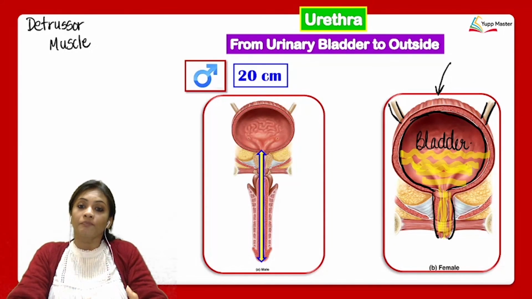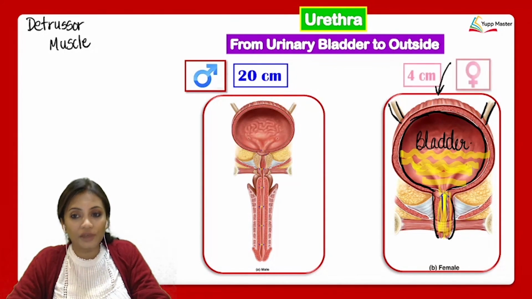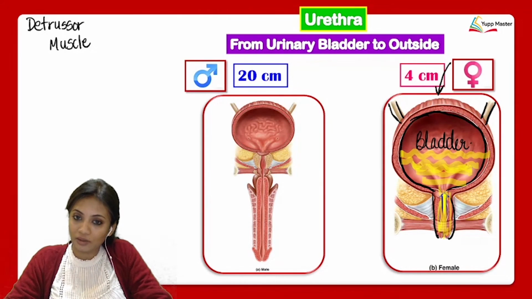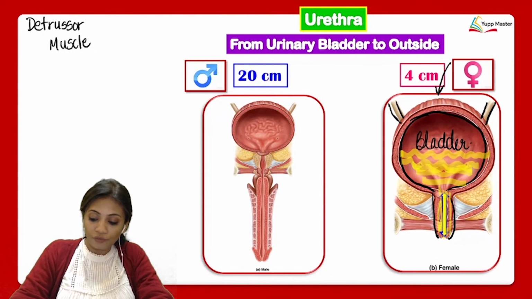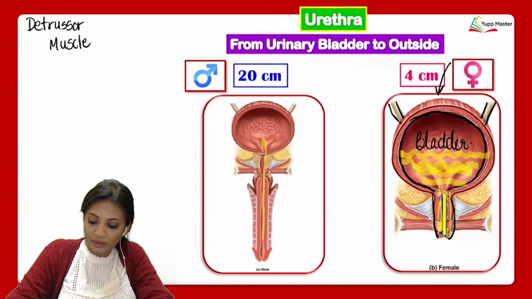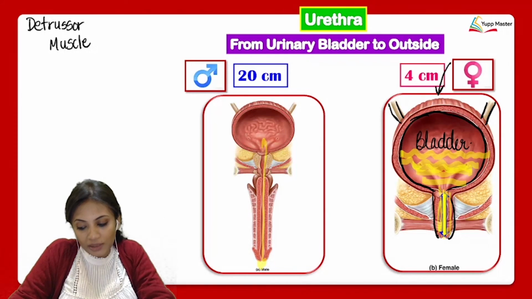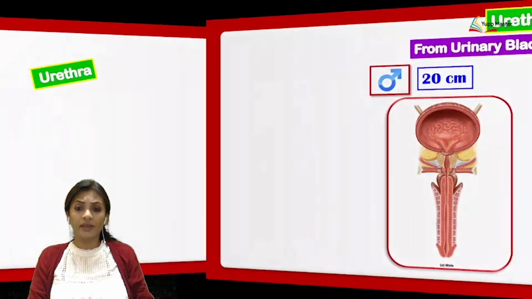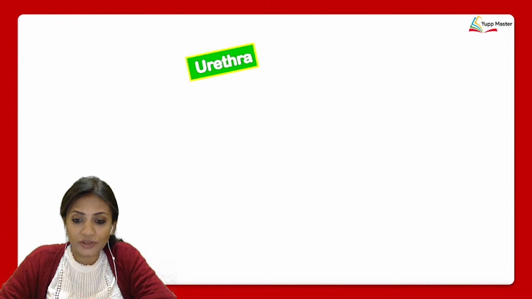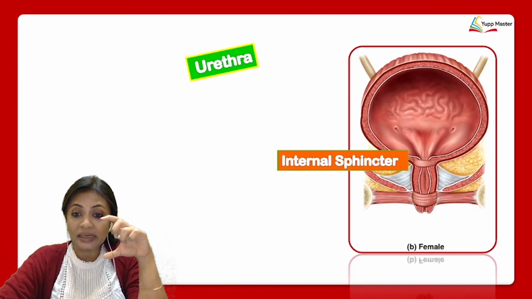And in males, that urethra is around 20 centimeters, whereas in females it is around 4 centimeters only. Why is this? Because the length of the male urethra has to pass through the male mating organ, whereas in females it's just a small canal that it has to pass through.